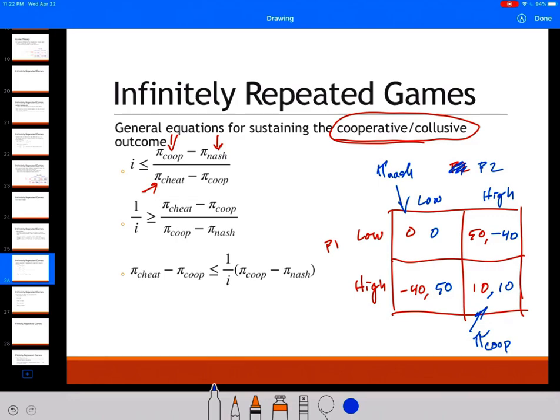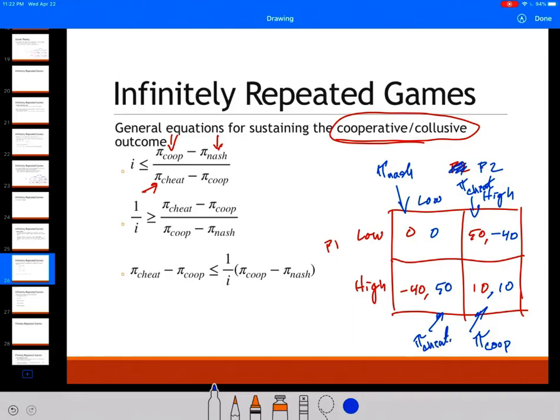And lastly, the pi that is cheating is the 50, right? It's the money a firm gets when they cheat on that other company. So this is pi cheat, okay? And again, it's down here as well. This is pi when they cheat. Okay.